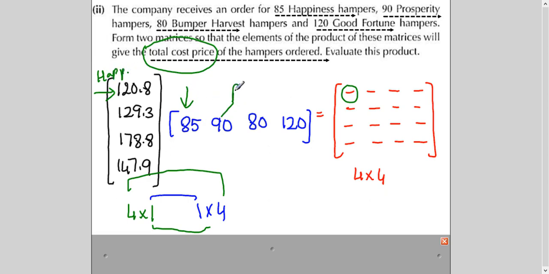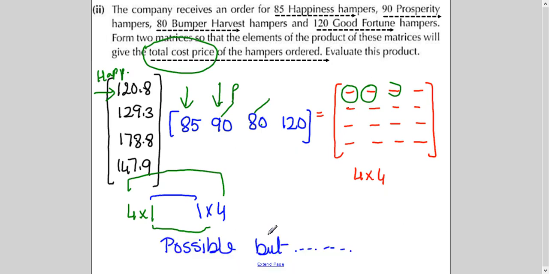This is the order of prosperity. So if somebody is doing this multiplication, he is multiplying 120 by 90 and writing answer here. 120 by 80, writing answer here. This is the order of bumper harvest. So you see, multiplication is possible, but what one is doing does not make sense in this question. So everything will be correct, but answer will be wrong because that is wrong thing, right? So it is possible, but everything is wrong here. There's no point doing like this.